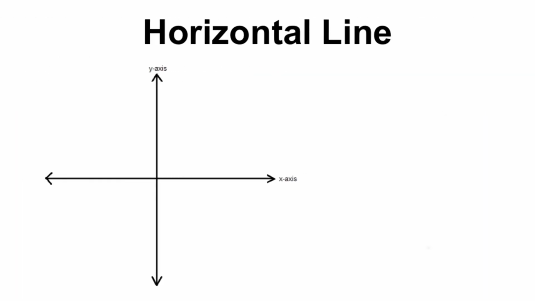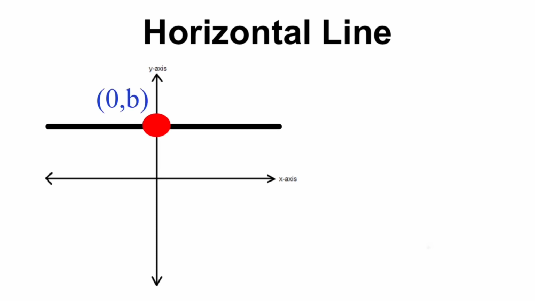The next form is the horizontal line. Whenever we see a horizontal line, it is going to touch the y-axis at (0, b). And so we can write the equation for this horizontal line as y equals b, where again b is the y-intercept.